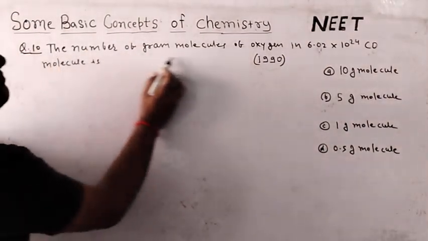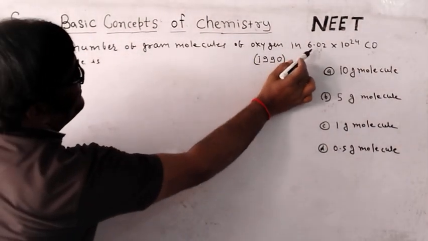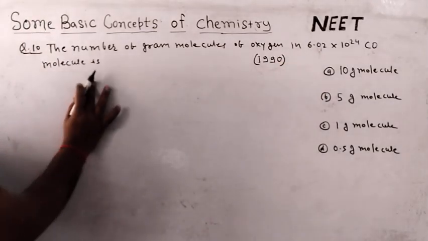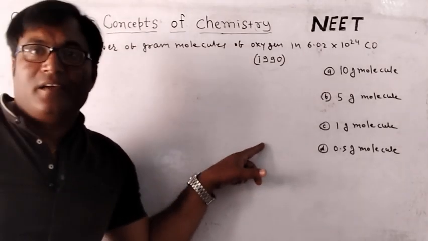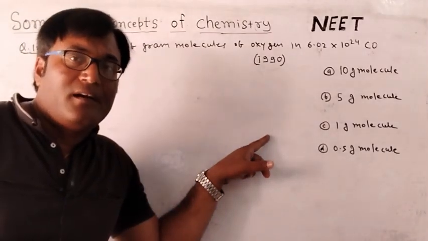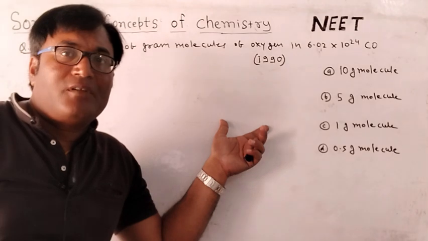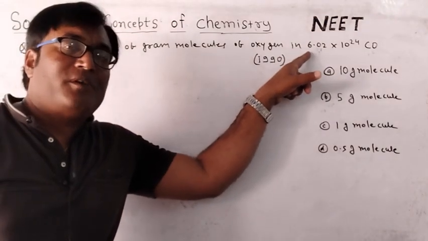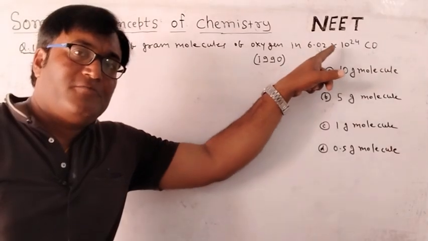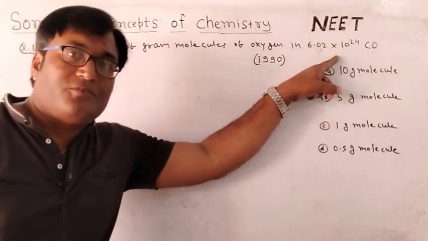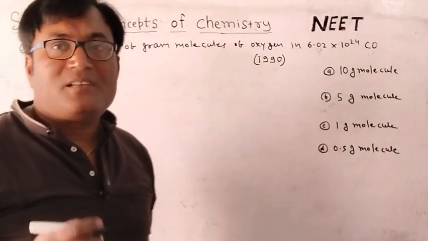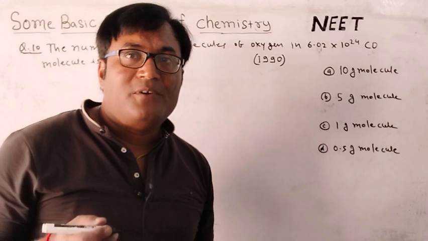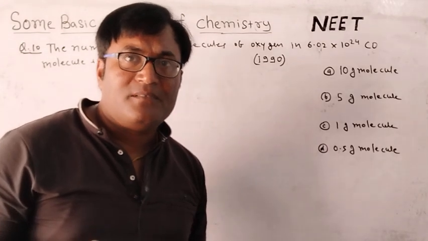According to this question, the number of gram molecules of oxygen in 6.02 into 10 to the power 24 carbon monoxide molecule is. Options are given according to given data. How much number of gram molecules present in given number of molecules? 6.02 into 10 to the power 24 molecules of CO. Okay. According to this question, total number of gram molecules in given molecules, how much can be possible?